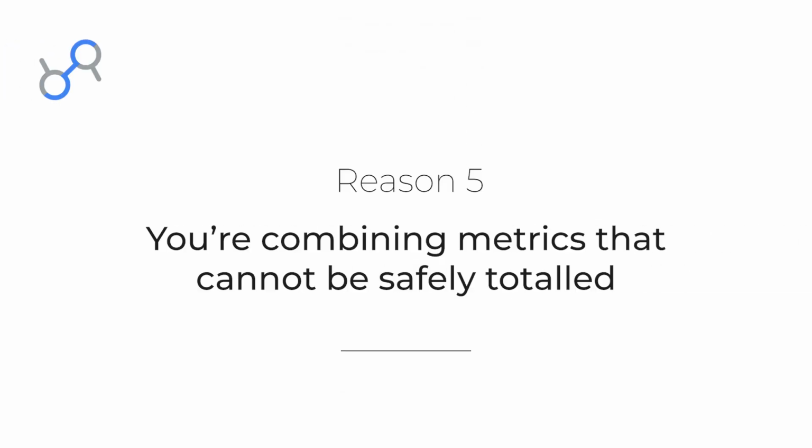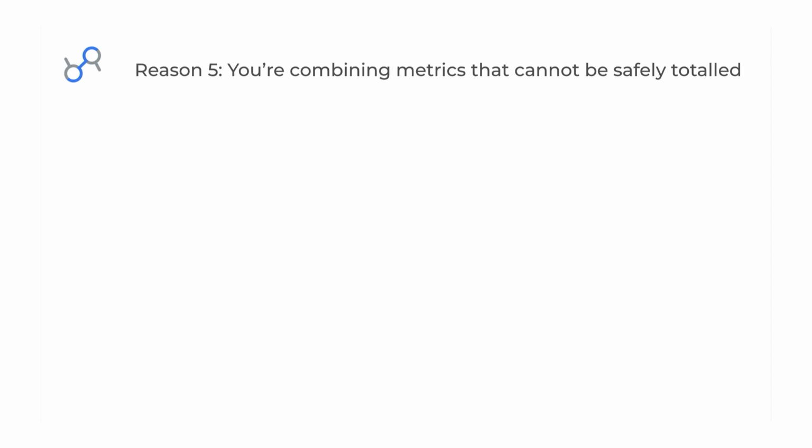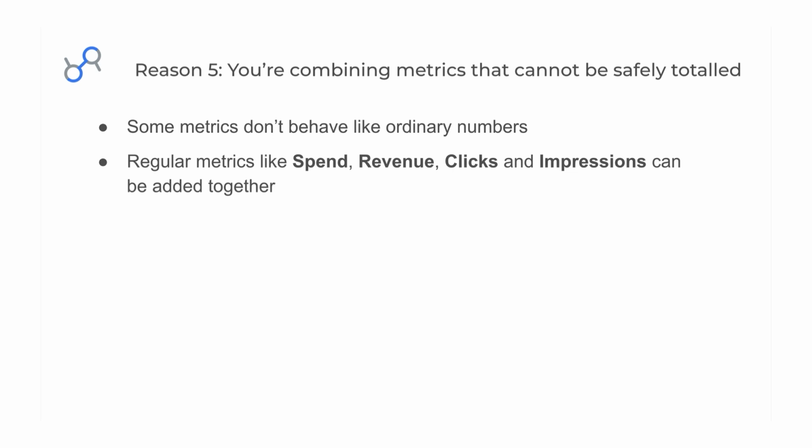Reason 5. You are combining metrics that cannot be safely totaled. The fifth reason is that some metrics don't behave like ordinary numbers. Spend, revenue, clicks, and impressions can usually be added together, but percentages, rates, and averages need a little more care.